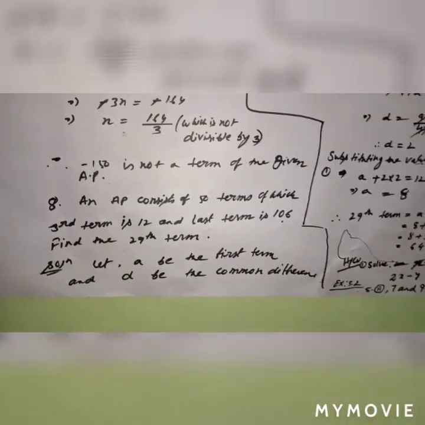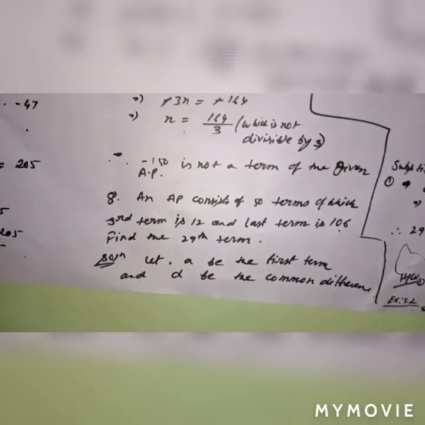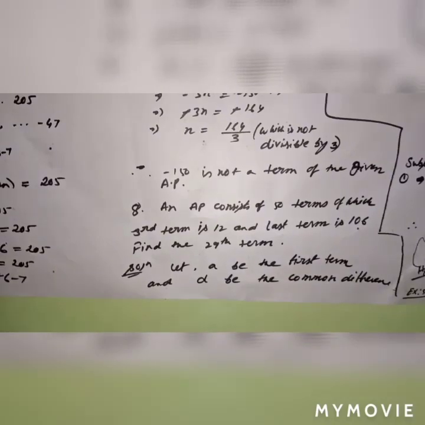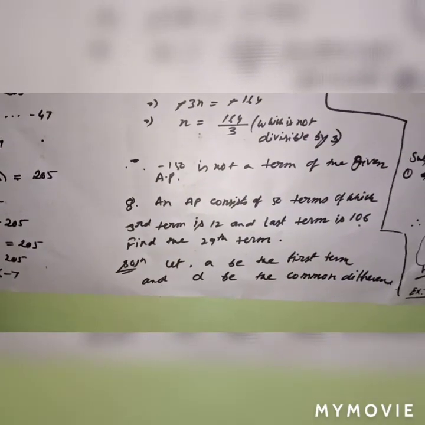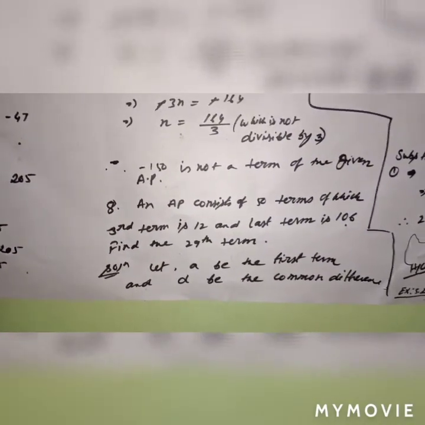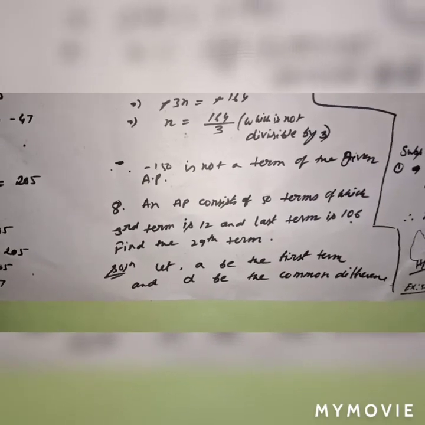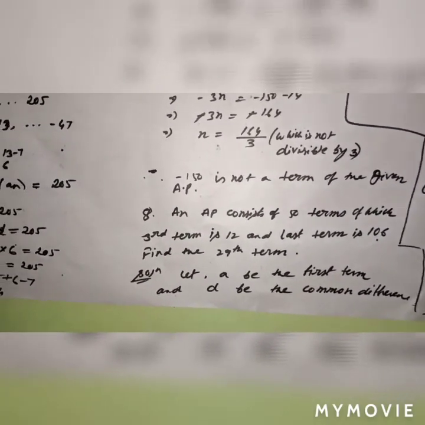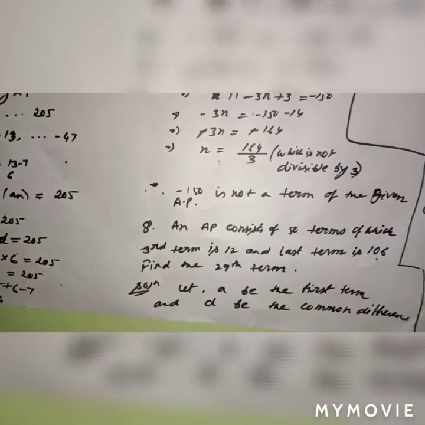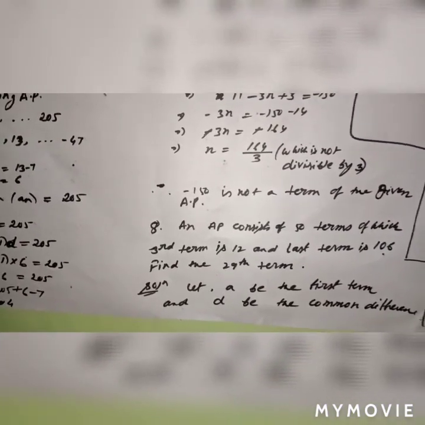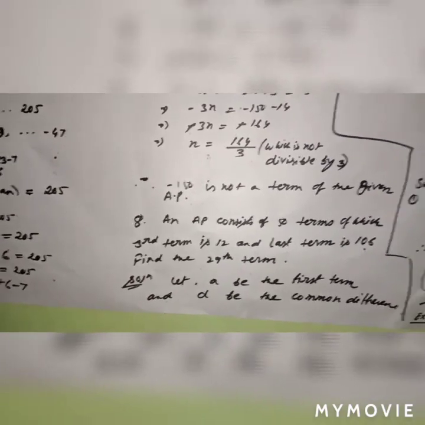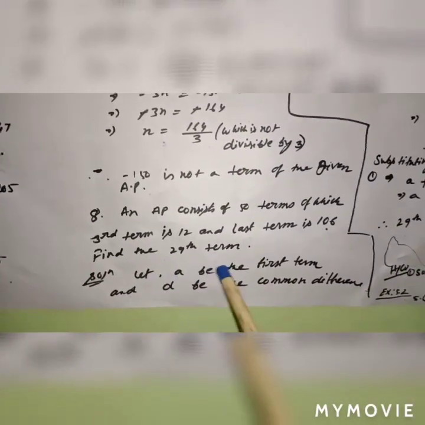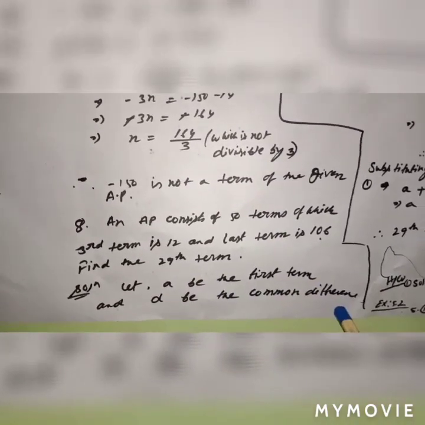Then find the 29th term. They have given the third term and the last term, and we need to find the 29th term. I already told you in the previous class that we can find any term, but we need A and D, the first term and the common difference. So we have to find the values of A and D. Suppose A is the first term and D is the common difference.